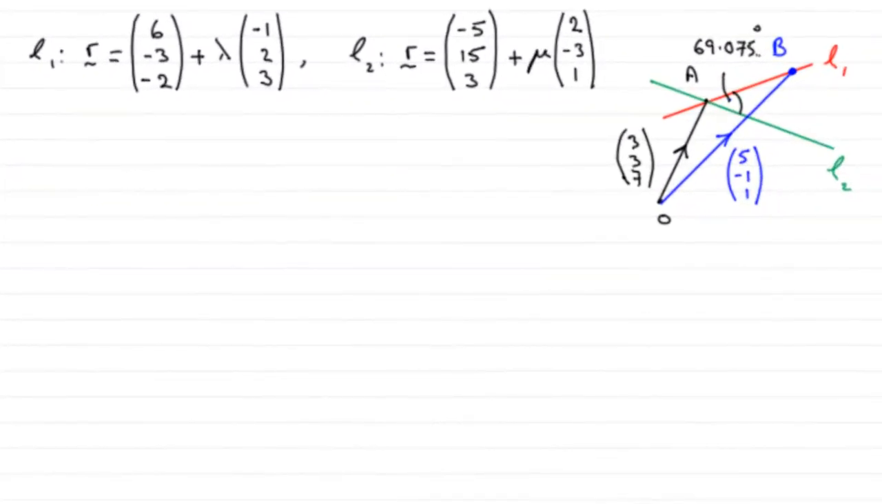Now, in the previous part, we found out that B was a point on the line L1, and it had position vector 5, -1, 1. And we've got the point A with position vector 3, 3, 7. That's the point where the two lines intersect. And you'll notice I've put the acute angle that we found earlier as 69.075 and so on degrees.